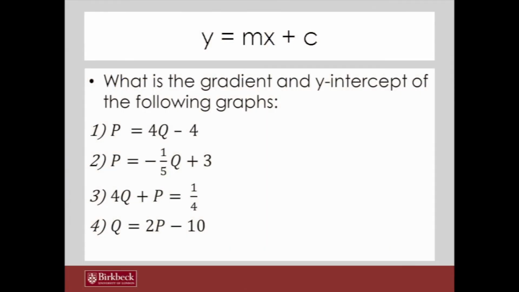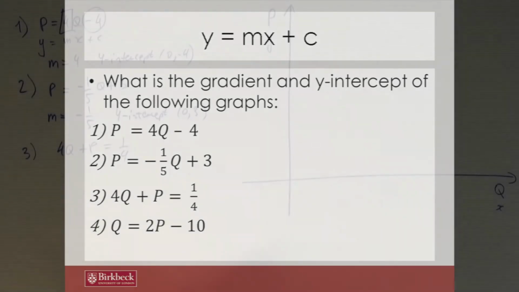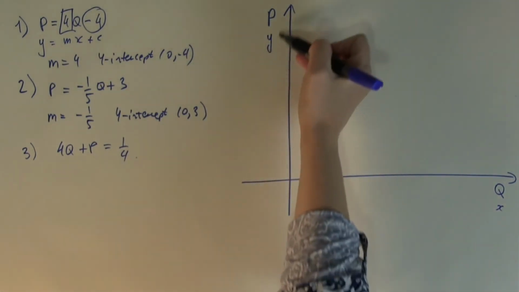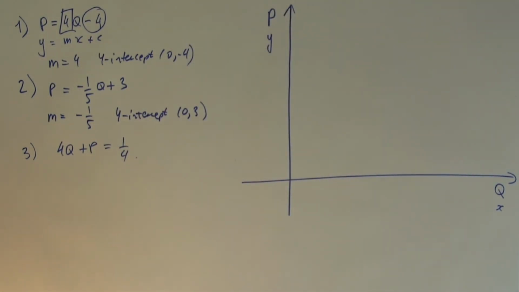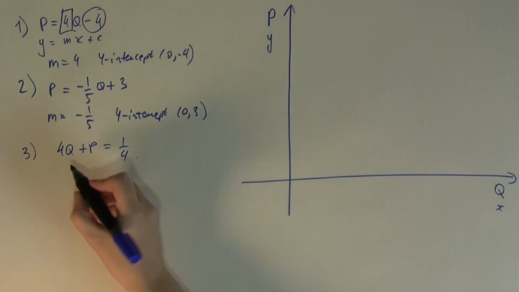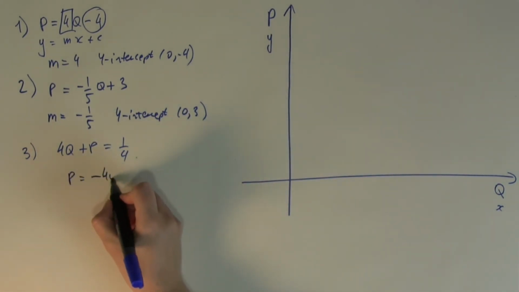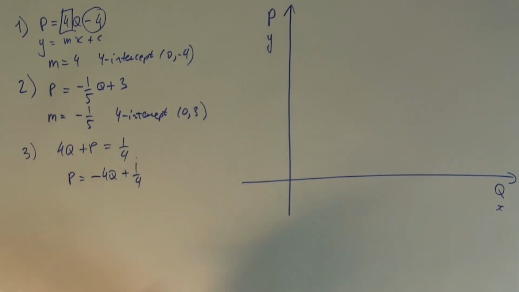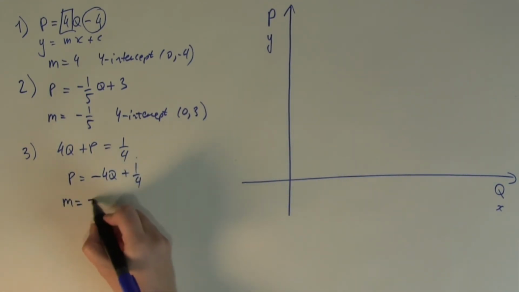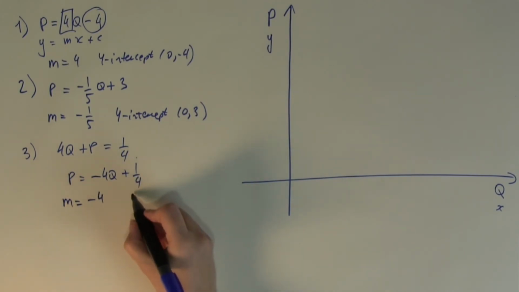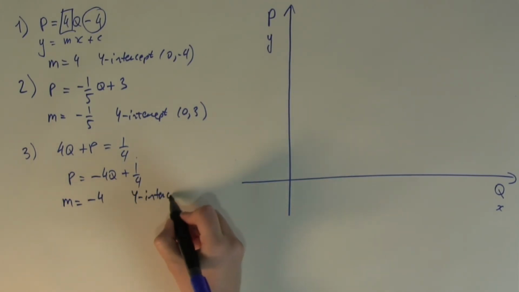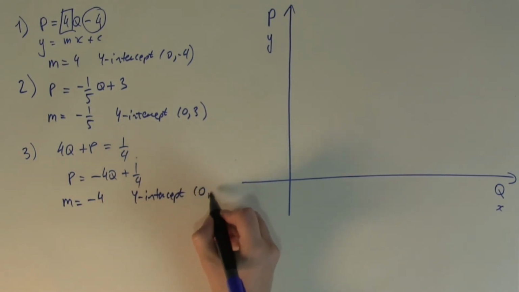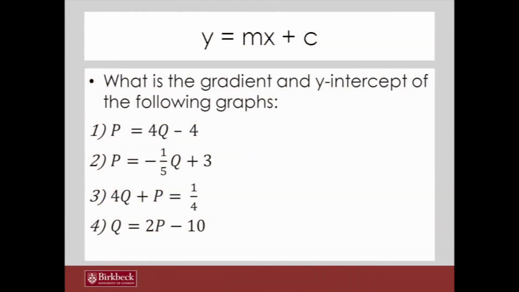Now, when you look at the third example, both of the variables, the q and the p, are on the same side. So we need to rearrange this into the p equals format because p is my y coordinate. So all I need to do is just take the 4q away. So p equals minus 4q plus a quarter. And from here now I can say that the gradient is minus 4 and the y-intercept is 0, 1/4.